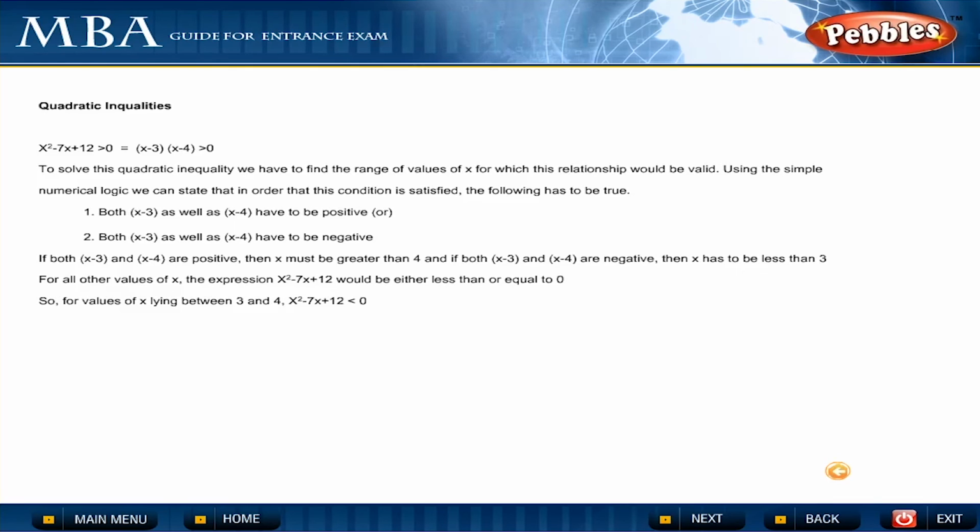If both x minus 3 and x minus 4 are positive, then x must be greater than 4, and if both x minus 3 and x minus 4 are negative, then x has to be less than 3. For all other values of x, the expression x squared minus 7x plus 12 would be either less than or equal to 0. So for values of x lying between 3 and 4, x squared minus 7x plus 12 would be less than 0.